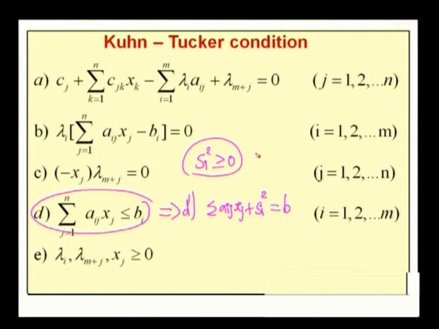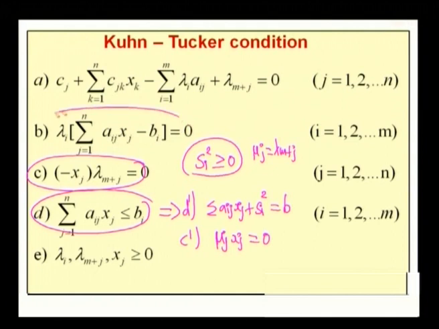Now, by taking mu j equal to lambda m plus j, equation C becomes C dash, which can be written as mu j xj equal to 0. Now, because of si squared greater than or equal to 0, equation B can be written as B dash: lambda I into si squared equal to 0.